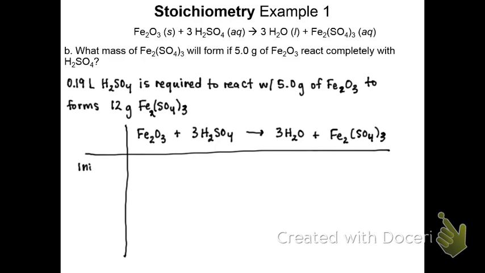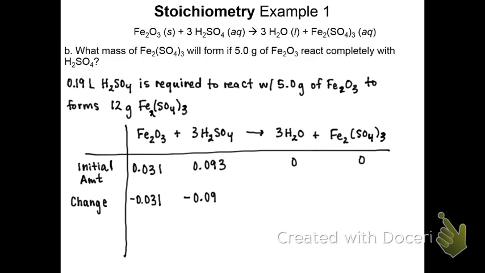And so we'll fill in initial amounts in moles. So we know that we start out with 0.31 moles of the iron oxide and 0.093 moles of the sulfuric acid. And initially we don't have any products. Then we calculate a change. So we know that we've calculated it such that all of the reactants are consumed. So the iron oxide decreases by 0.031 and the sulfuric acid by 0.093.